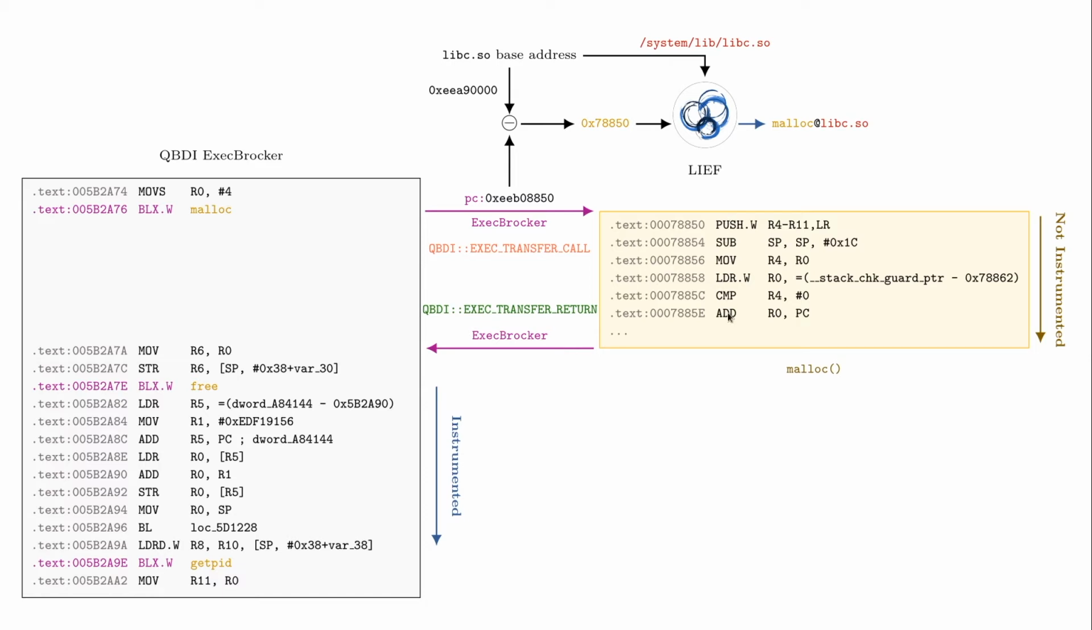Then the code is executed, and when the function finishes, QBDI, having changed the return address, is able to detect when the function finished, and will trigger another event, which is exec transfer return, and will resume the instrumentation from this point. And then we do the same mechanism. So with the exec broker, you are able to trace external calls, and if the external call is made to a library, you may also resolve the symbol associated with the external call.